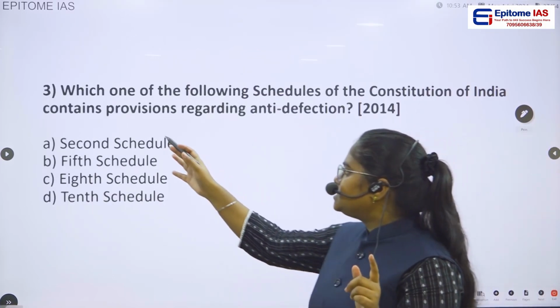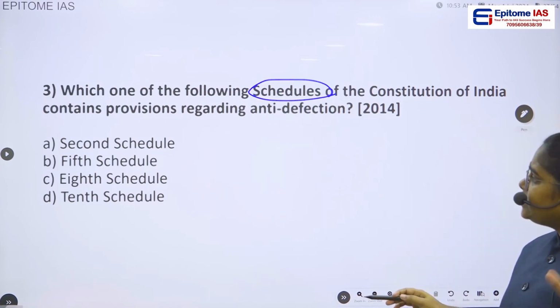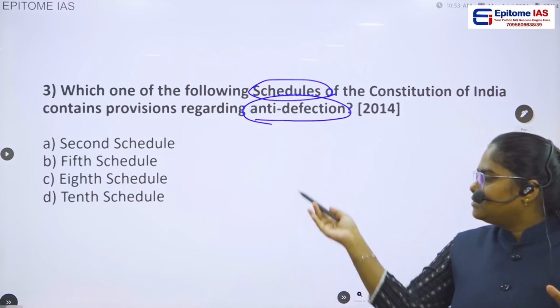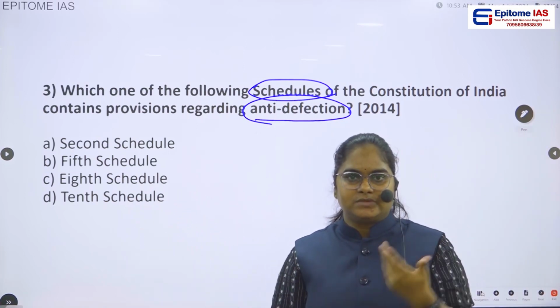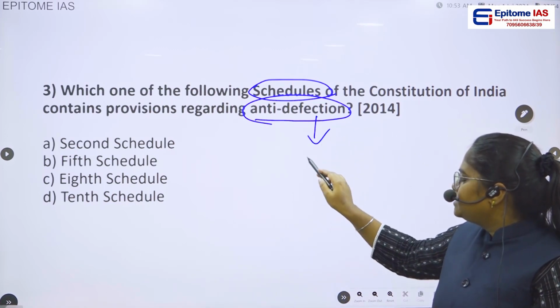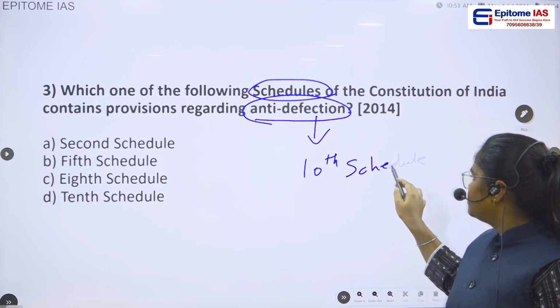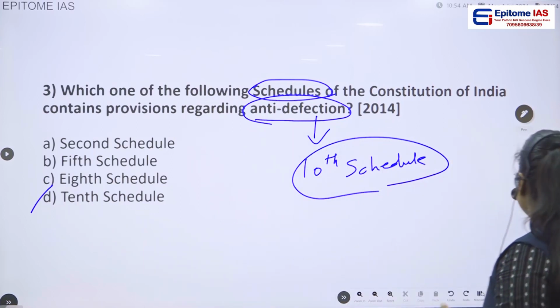Then we have the next question. Which one of the following schedules of the Constitution of India contains provisions regarding anti-defection? Second schedule, fifth schedule, eighth schedule, or tenth schedule? This is a basic, factual question. The anti-defection law is mentioned in the 10th schedule of the Constitution. So the correct answer is option D, the 10th schedule.